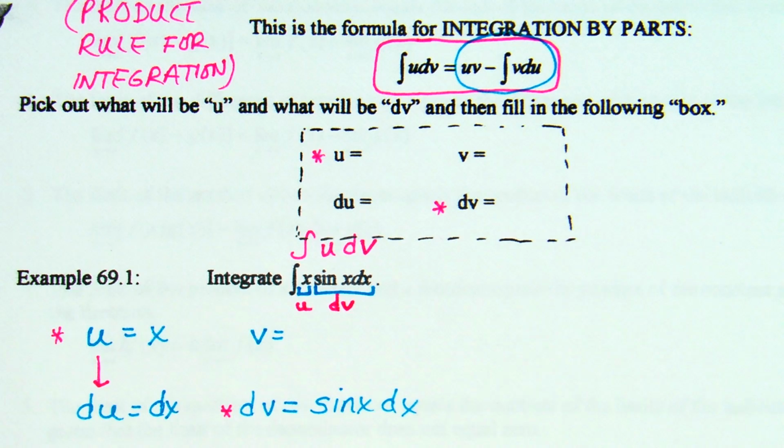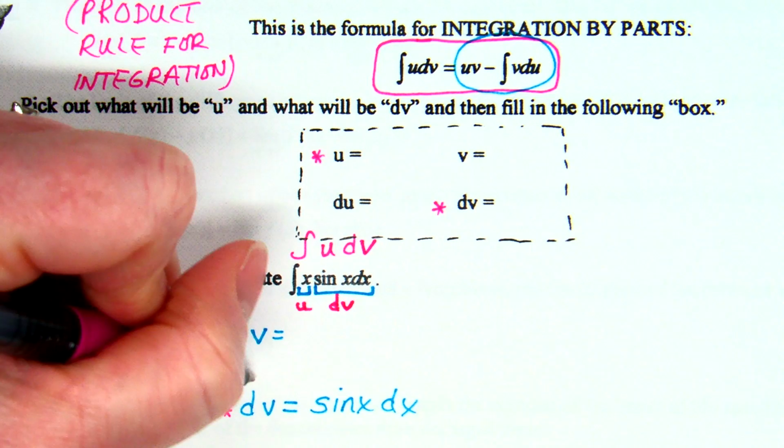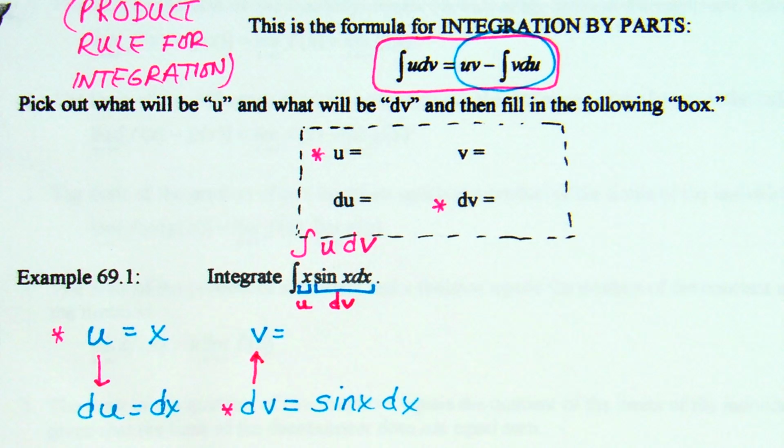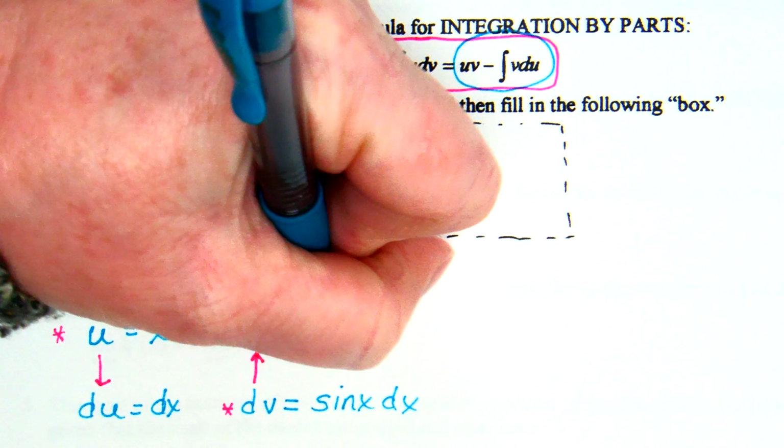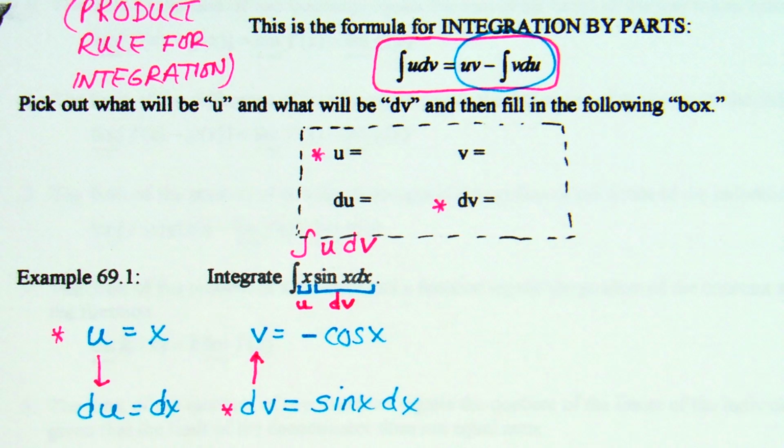Now, we know dv. How do we get from dv to v? We have to integrate. So what is the integral of sine x dx? What is the integral of sine x? Yeah, I always have to think, okay, cosine, and work that way. However you think about it. But my v is going to be negative cosine x. And since we are integrating, that dx is gone. Okay. Are you good with what I filled in there?